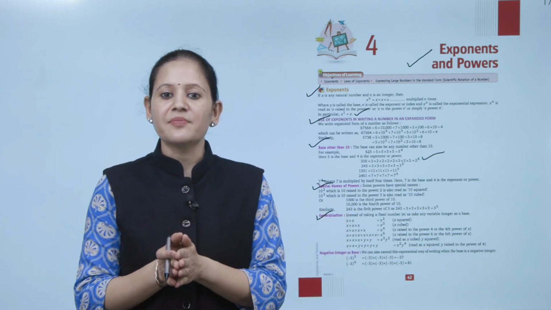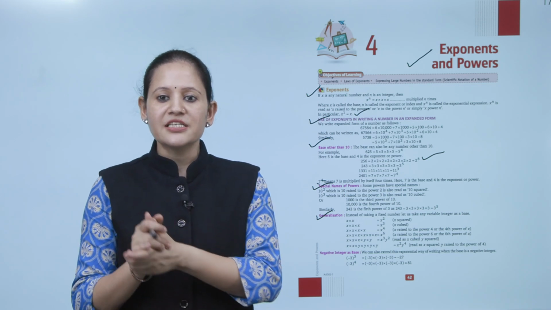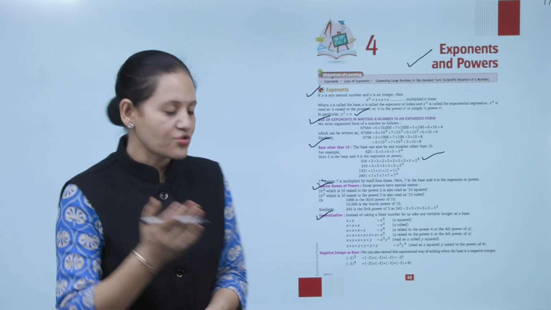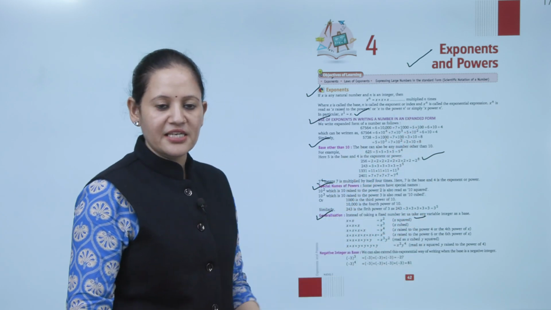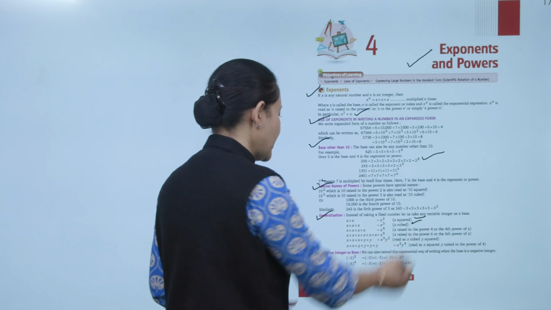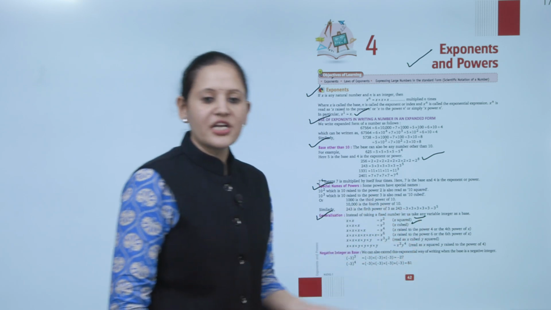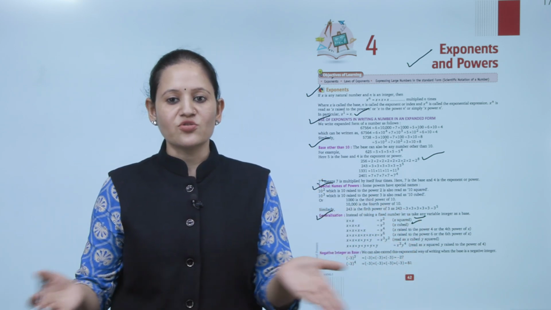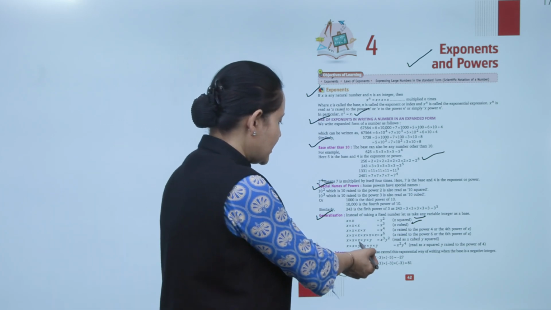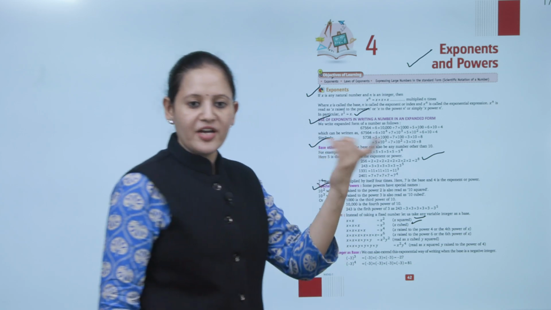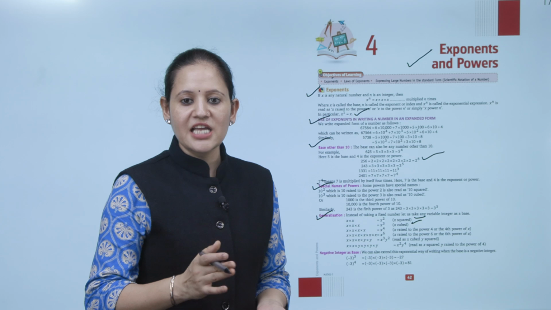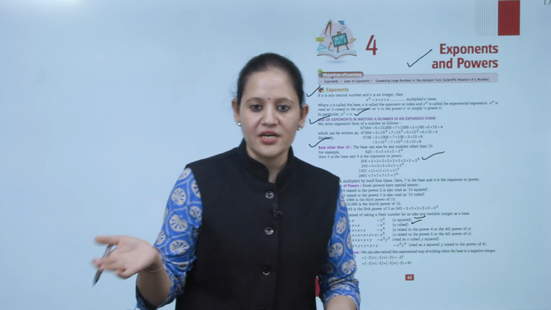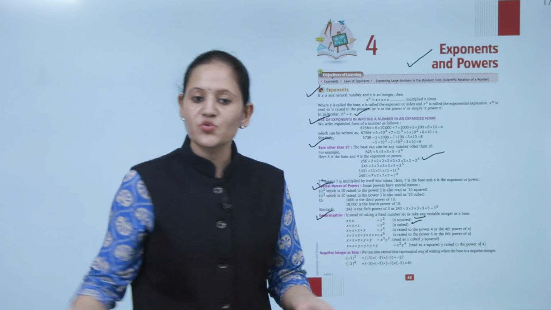Next is generalization. Instead of taking a fixed number, let us take any variable integer as the base. x multiplied by x 2 times is x squared, x multiplied by x 3 times is x to the power 3 or x cubed, x multiplied by x 4 times is x to the power 4 or x raised to the power 4. Here x multiplied by x 3 times and y multiplied by y 2 times equals x to the power 3 multiplied by y to the power 2, read as x cubed y squared. Clear? x cube and y square.